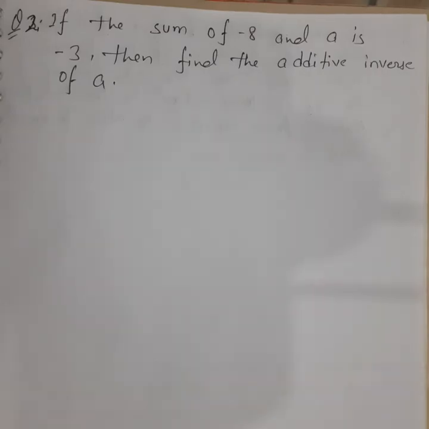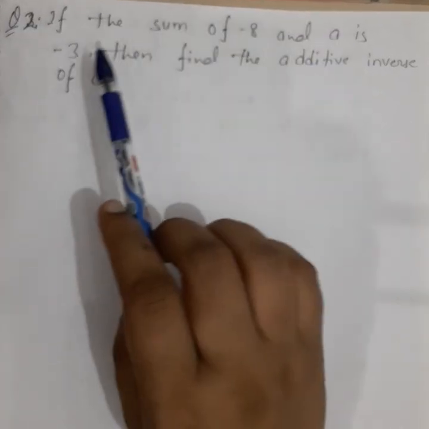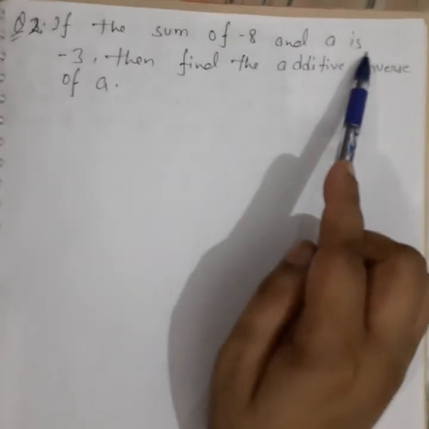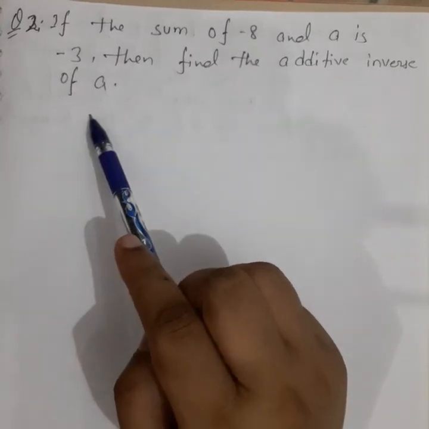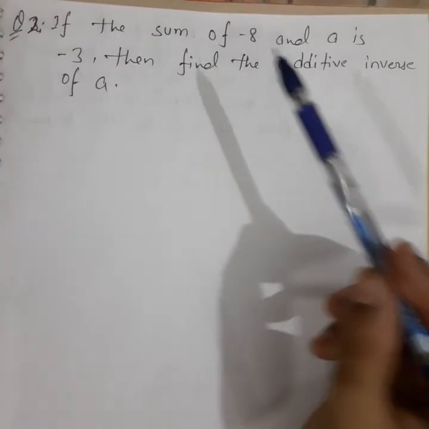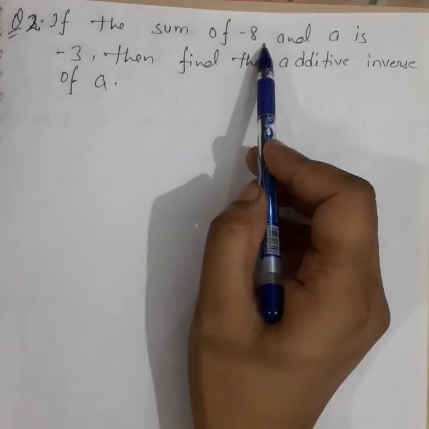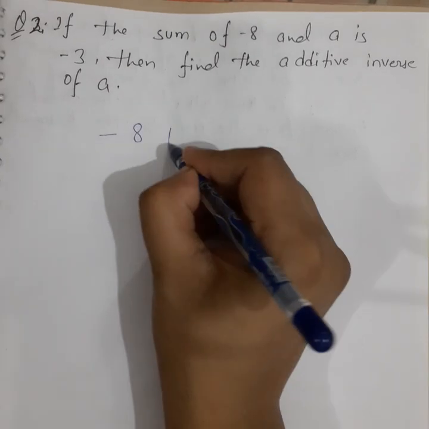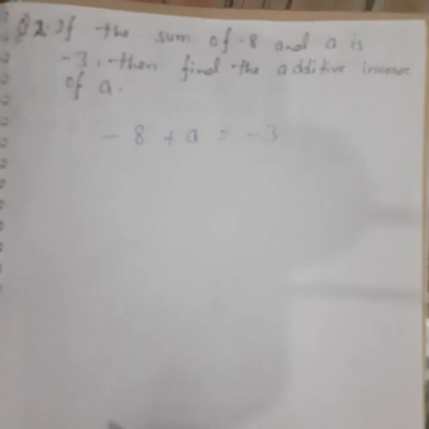Now the second question is: if the sum of minus 8 and a is minus 3, then find the additive inverse of a. What we have to find out? Additive inverse of a. First, what is given? Sum of minus 8 and a. It means minus 8 plus a is equal to minus 3.